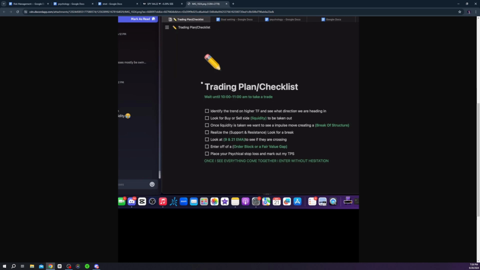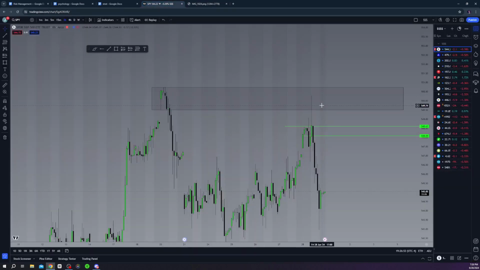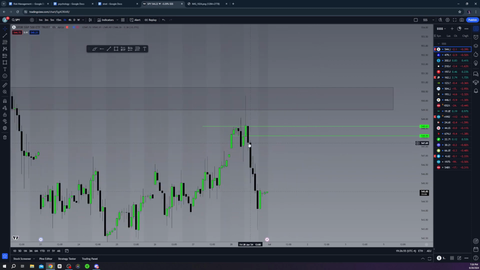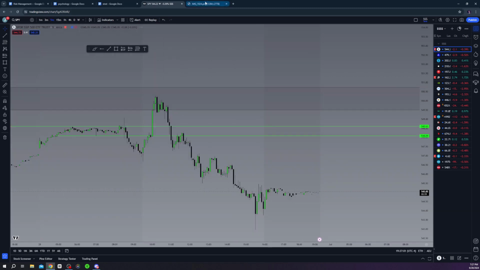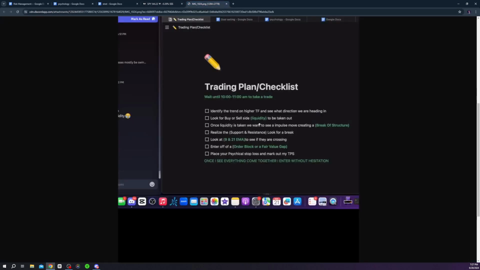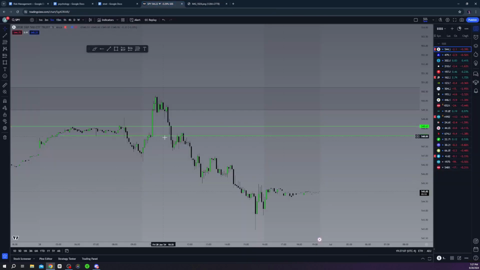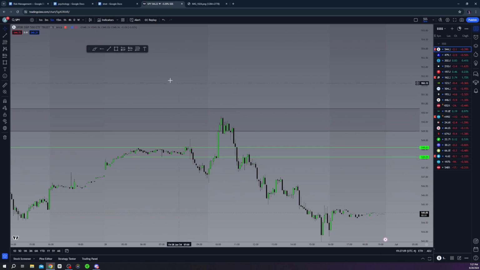So I identify the trend. I see where we're coming into. So up here, I'm like, all right, it looks like we're in an uptrend, but what are we coming to? We're coming to a huge order block that we could potentially reject off of. So the next thing I'm looking at, look for buy or sell side liquidity to get taken out. So what does that mean, buy or sell side? I'm looking for highs or lows to get swept.